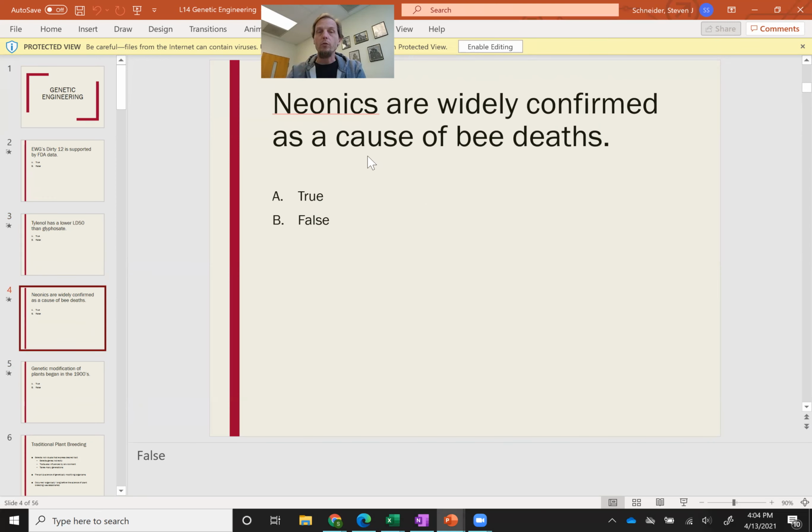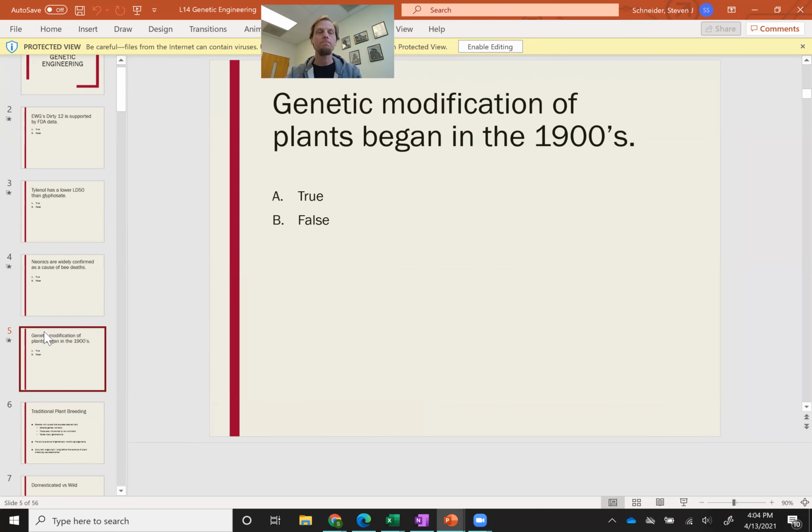Neonics are widely confirmed as a cause of bee deaths. Well, if you listen to certain media, it's commonly thought yes, but as we discovered in that lecture, there is some contrasting data that says maybe false. It was not.